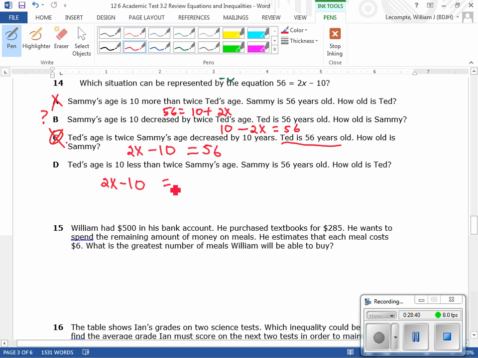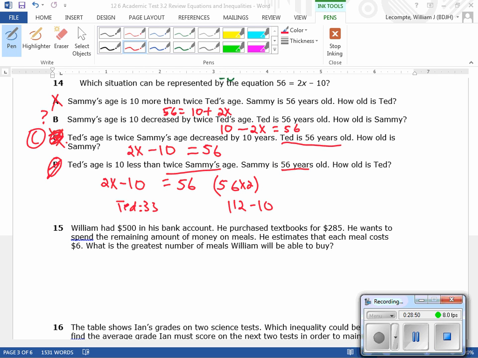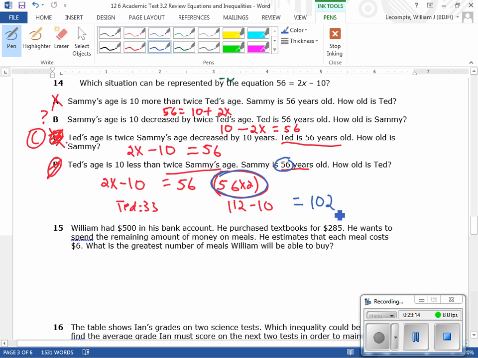Alright, I came back to this one. I had a little brain fart. But Ted's age is 10 less than twice Sammy's. So if I took Sammy's age and multiplied it times 2, that's twice Sammy's age, right? That's 112. And then 10 less than twice Sammy's age, so that means that Ted would be 102 years old. And this information says that Ted is 33 years old, right? And the information that gives that information is C. So I came back to C. Sorry it took me so long. Alright, let's look at number 15.